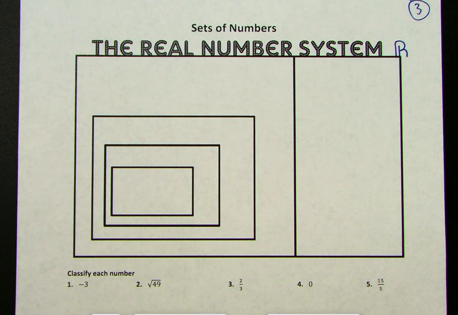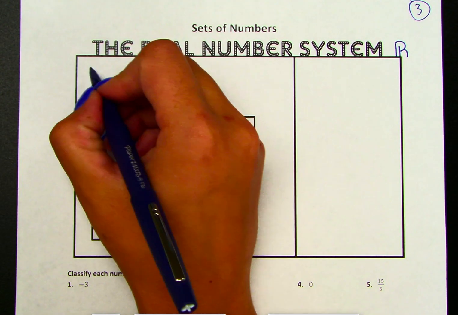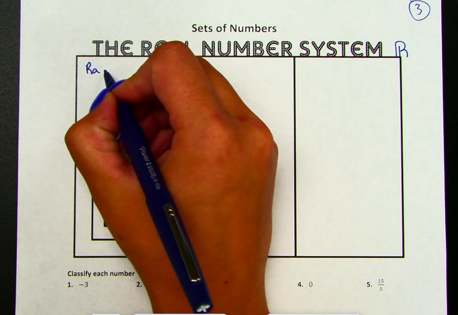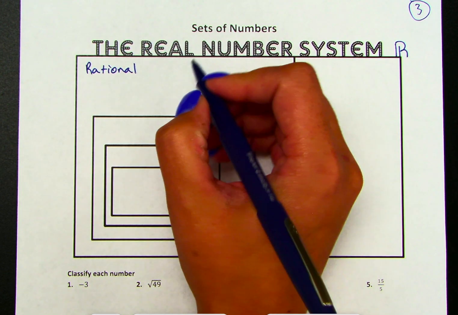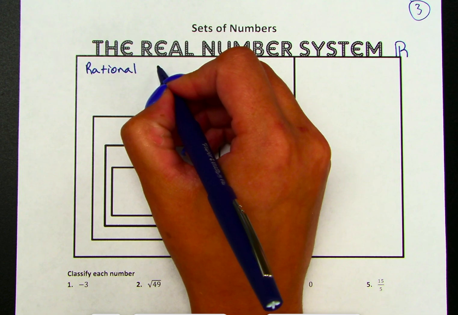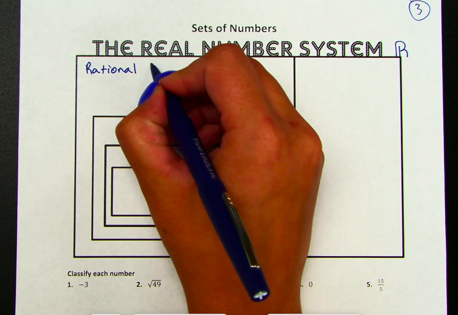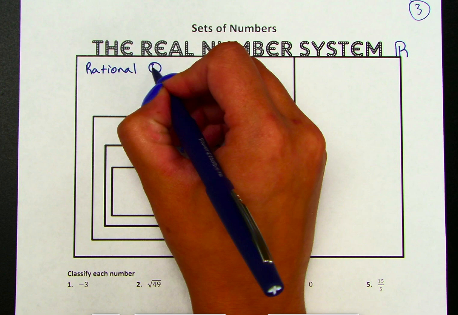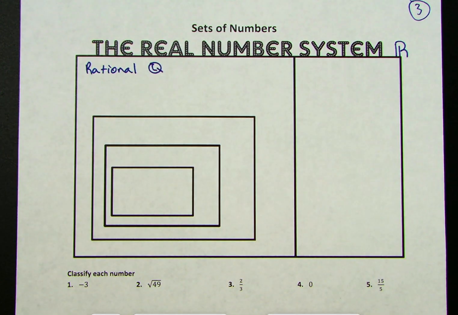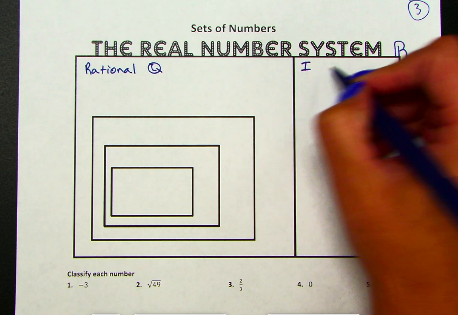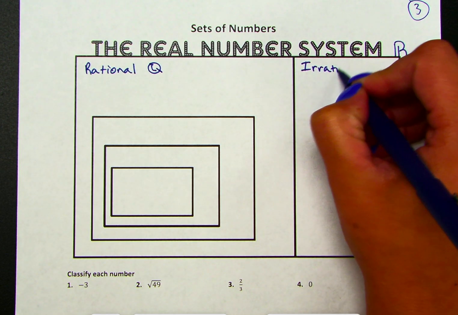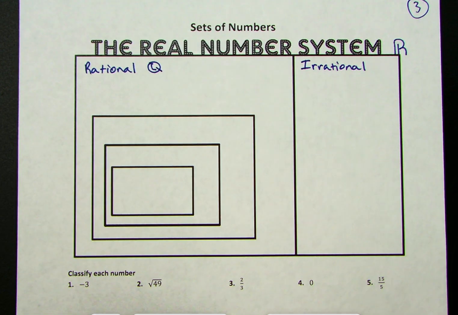Within our real number system, we have two big groupings. One is rational numbers, and that is denoted with a bolded Q. Don't ask me why it's a Q, I have no idea. So it's going to look something like that. And then we also have irrational numbers. And there is no symbol for that one.